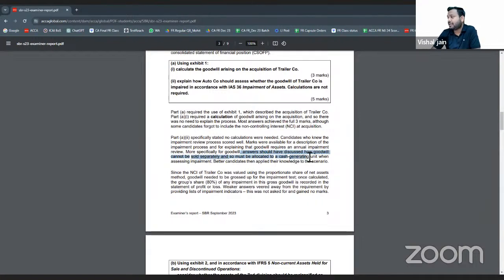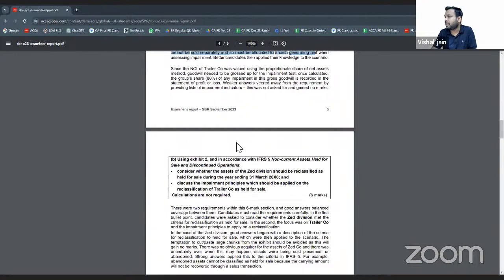See, "answers should have discussed how goodwill cannot be sold separately and so must be allocated to cash generating units." So the examining team says that I wanted the answer like this, but no one gave the answer like this. "Should have discussed." So the ACCA examining team is telling you, see students, I want answers like this. What else do you want, guys? The examining team themselves are saying what exactly they want to see in your paper. What can be better than that?